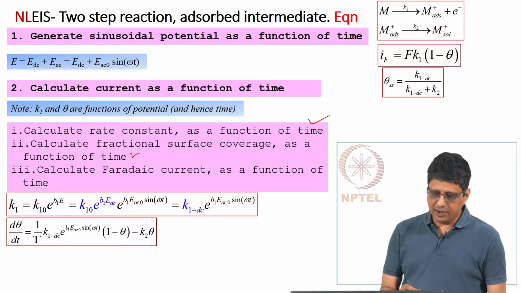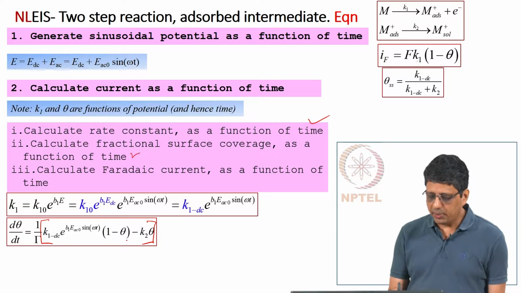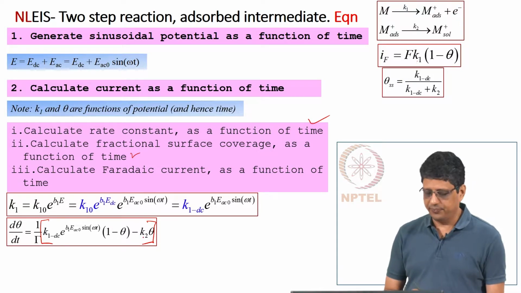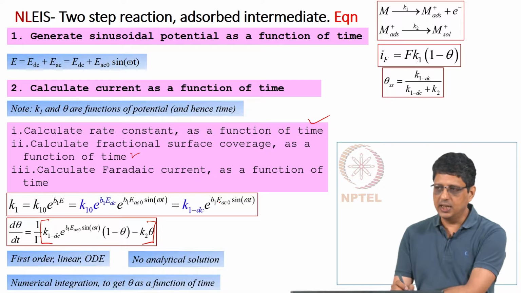The mass balance equation we can rearrange and write as d theta by dt equals 1 by gamma within brackets K1 (1 minus theta) minus K2 theta. K1, of course, we have to expand and write as K1 DC e power B1 EAC. This is a first order linear ordinary differential equation.